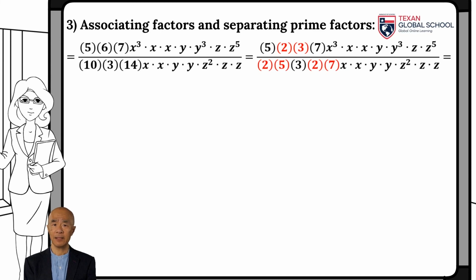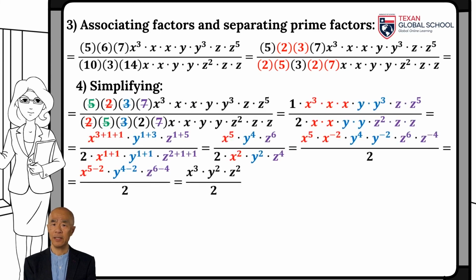We apply laws of exponents. For those factors with equal bases, we add exponents. For those variables dividing, the exponents are subtracted. We obtain thus x cubed, y squared, z squared over 2.